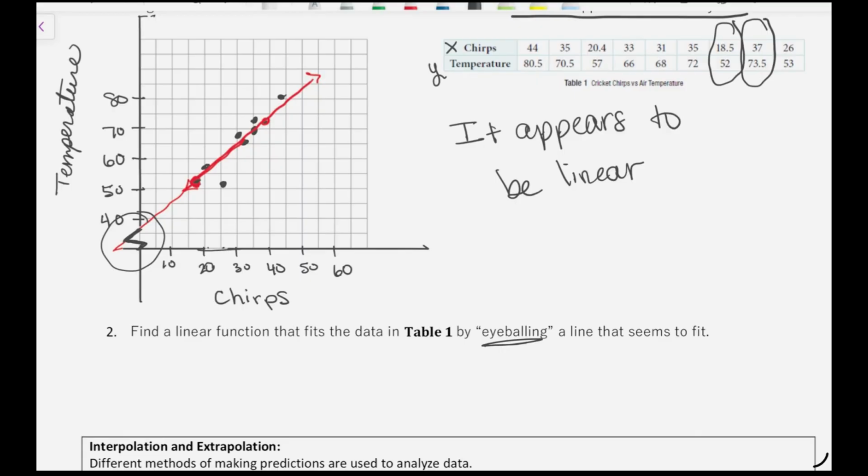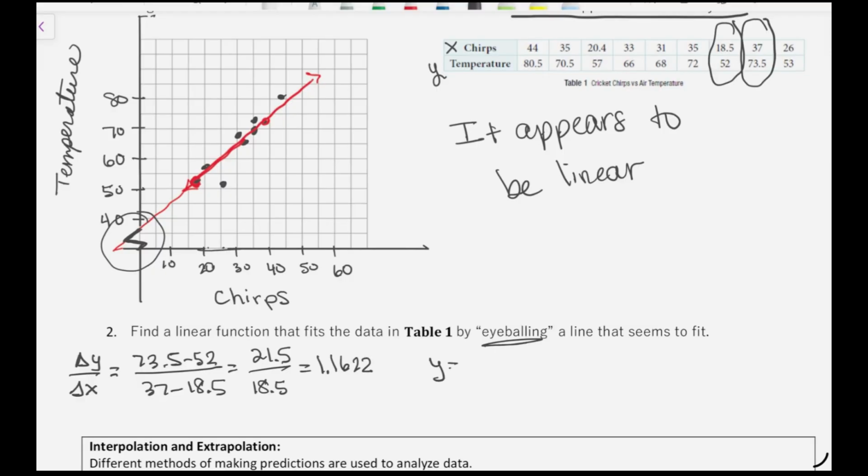All right, so first things first, change in y over change in x. We're going to do 73.5 minus 52 over 37 minus 18.5. We end up with 21.5 over 18.5, which means the slope of that red line is 1.1622. So my equation so far is, remember we're trying to do this form, y equals 1.1622x plus b.